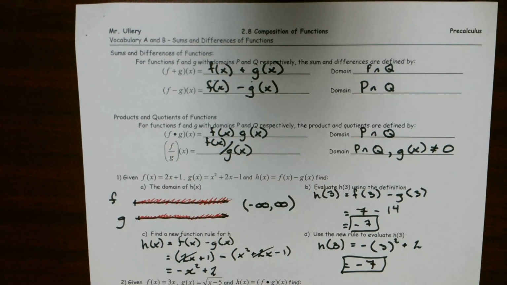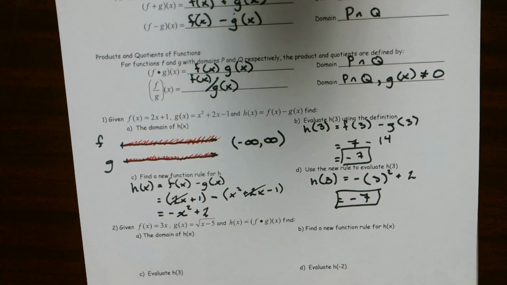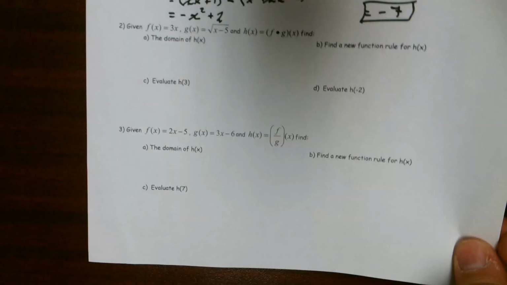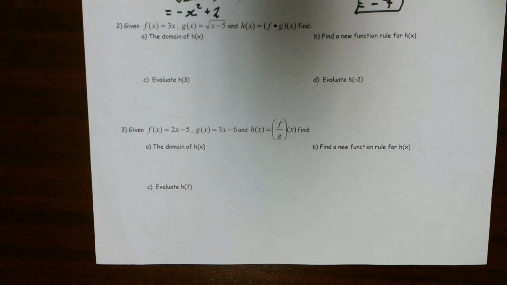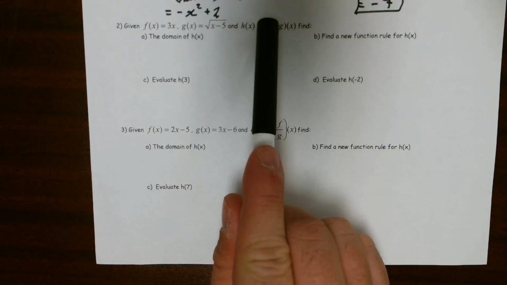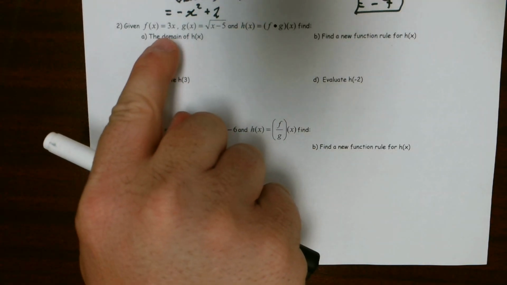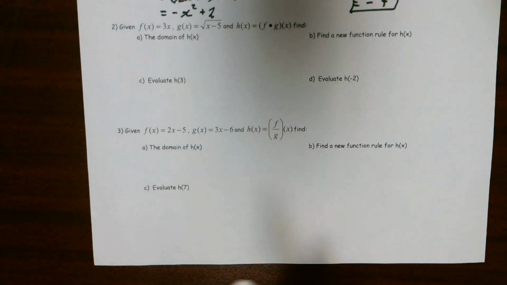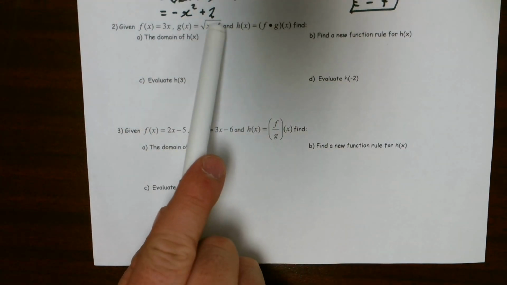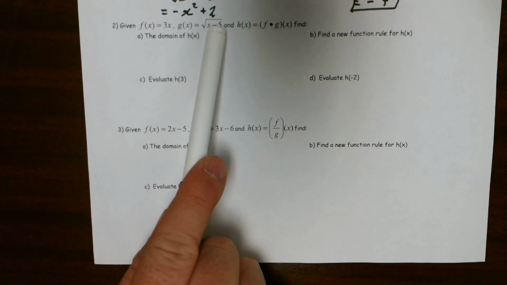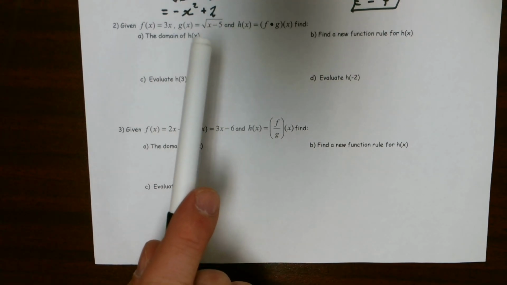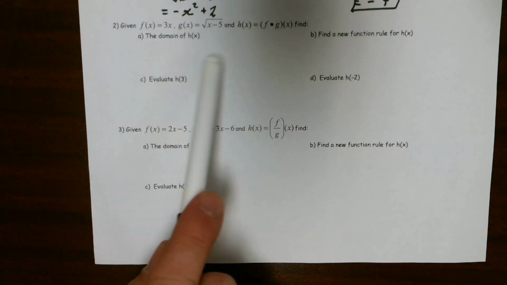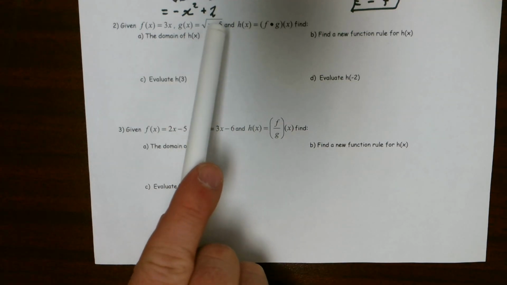Okay, now you're going to take a moment to pause your video, and I want you to do the next two examples on your own. This one you're going to be multiplying f times g, so h will end up being 3x times radical x minus 5. You should know how to figure out what the domain of radical x minus 5 is from previous sections. So you'll be looking for a slightly altered domain of h because this has a restricted domain.